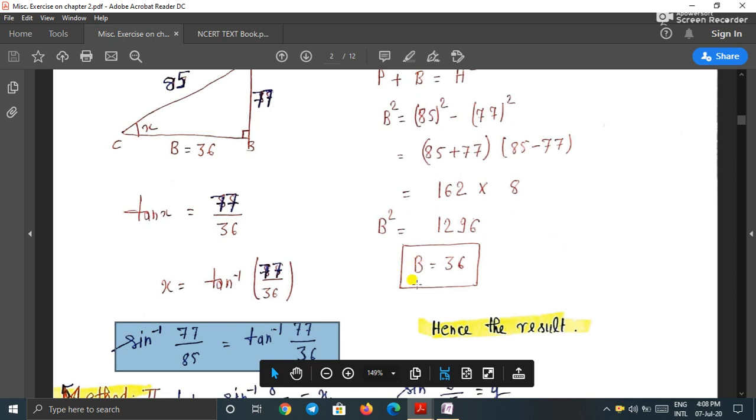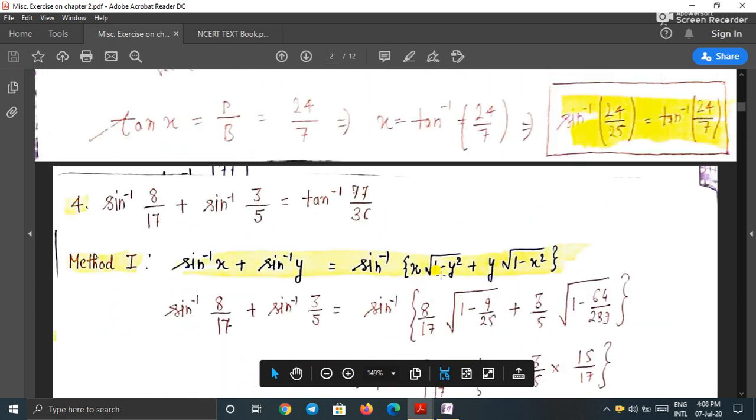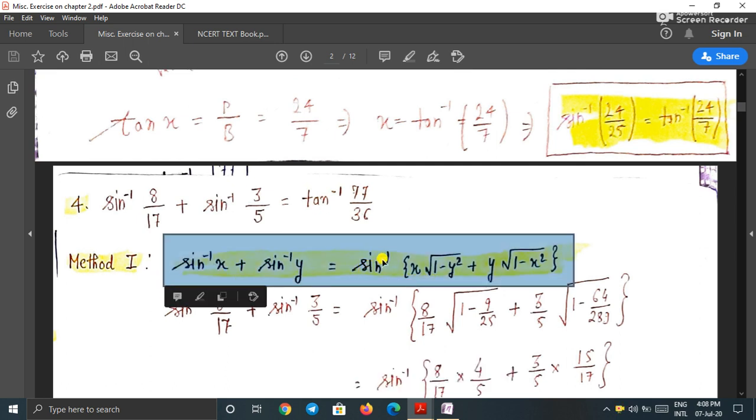But for using this method you have to learn this formula. You should know this formula. If you don't know this property, then you cannot use this method.